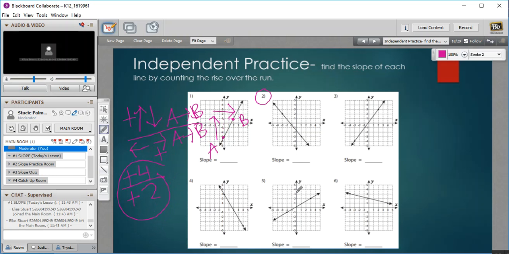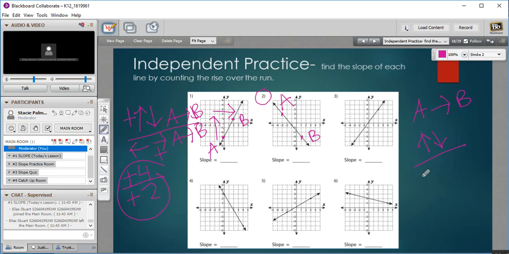Okay, let's go ahead and look at number 2. So we have a point right here. We have a point right here. Okay, I'm going to label this point A and this point B. If we're going to travel from point A to point B, we have to figure out how many we move up or down. That goes on the top of our fraction.